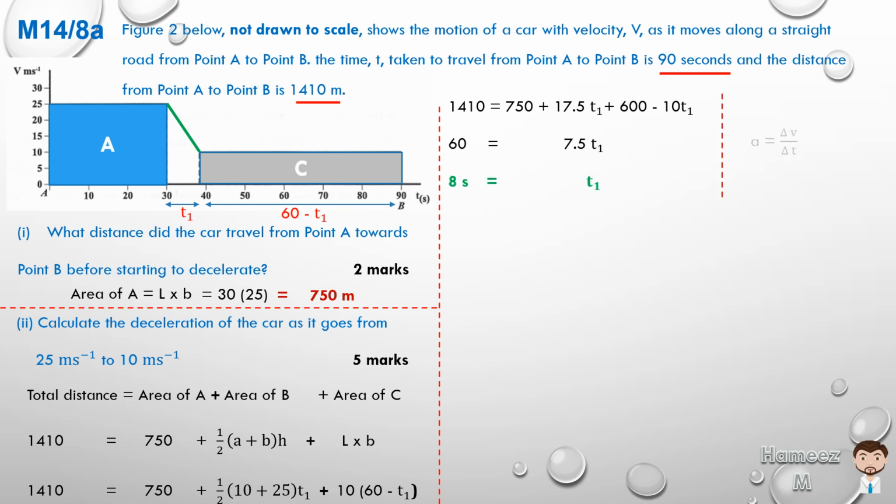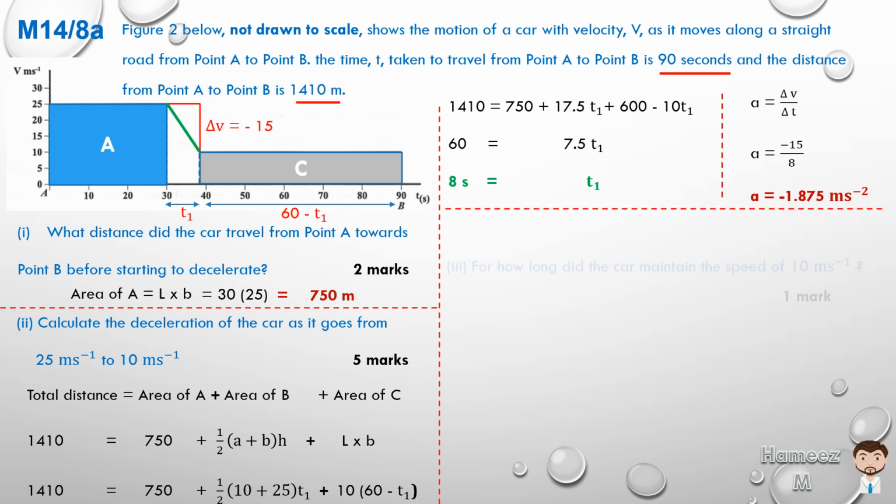As such, the acceleration within that time period would be the change in velocity divided by the change in time. So the change in velocity is equal to minus 15 because it's decelerating, and the change in time, T1, is 8 seconds. So minus 15 over 8 will give us minus 1.875 meters per second squared.